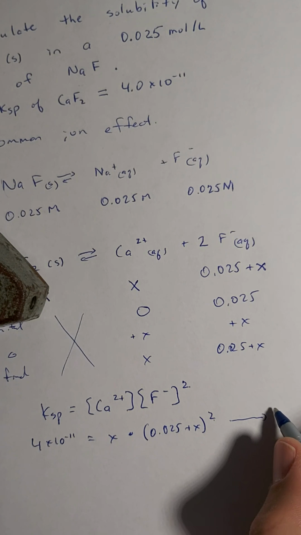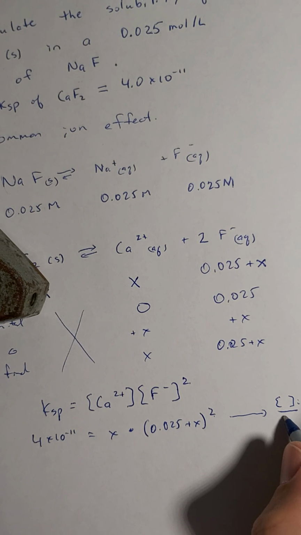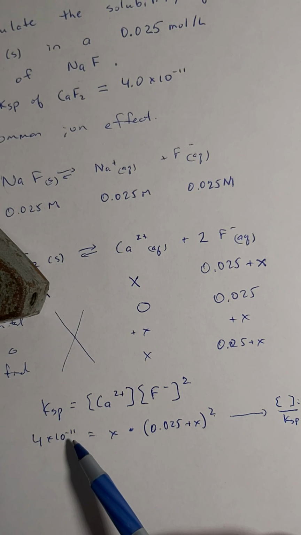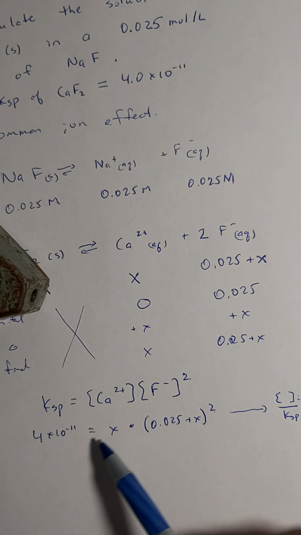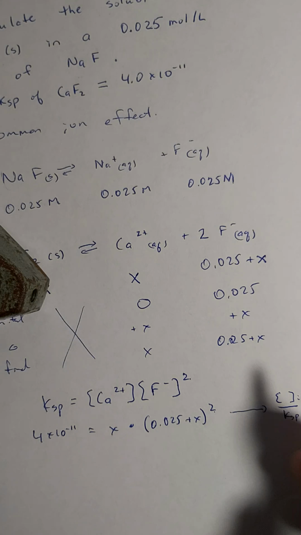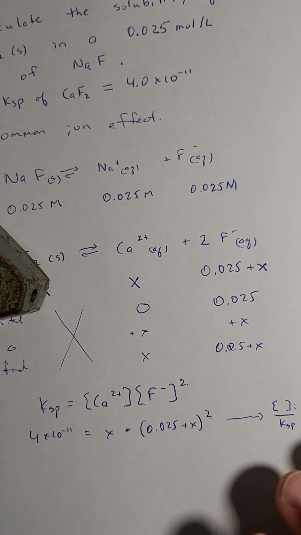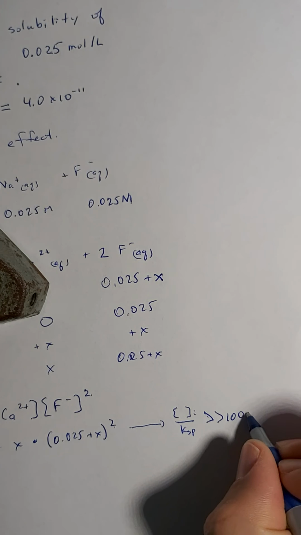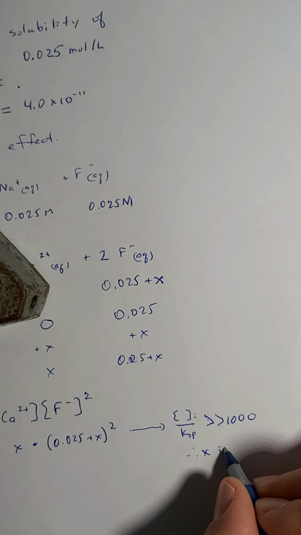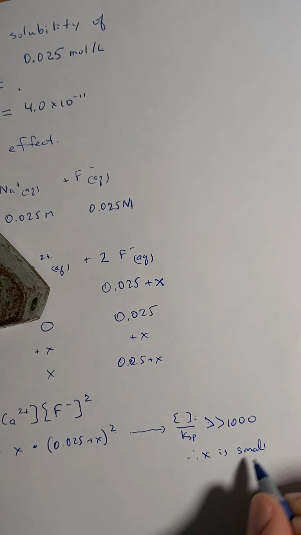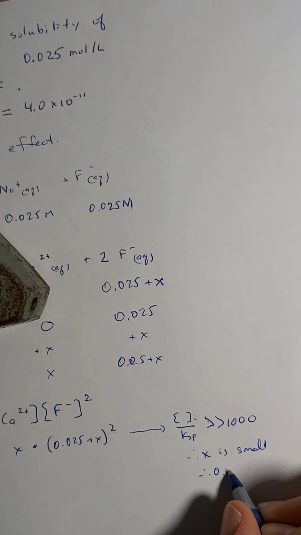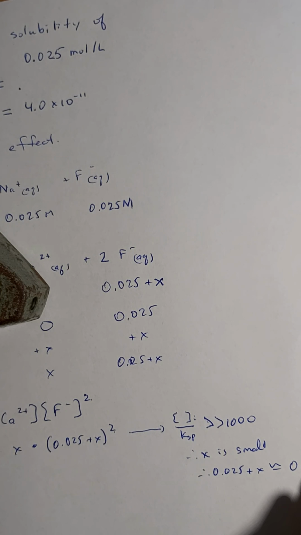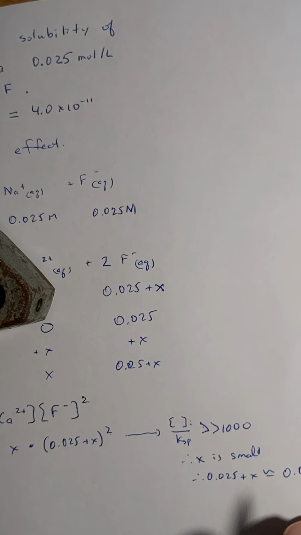So what I'm going to do is make the approximation. The initial concentration divided by KSP. Look at the size of KSP. It's minuscule. This thing divided by that is huge. So it's going to be much, much bigger than 1,000. And therefore, X is small. So therefore, 0.025 plus X is pretty much equal to 0.025.